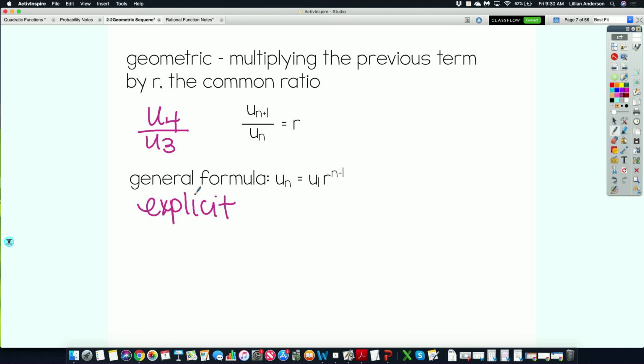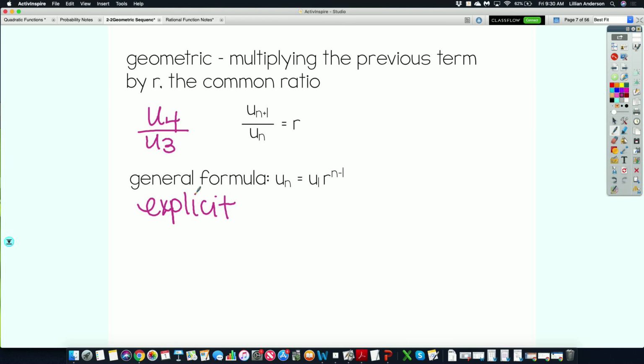What does u sub 1 represent? The first term, that hasn't changed. What does n represent? Number of terms, that has not changed. U sub n, the term you're trying to find, the nth term, and of course r is our common ratio.